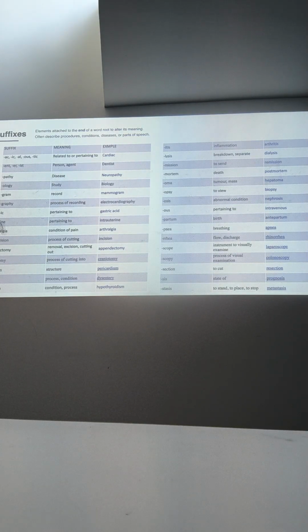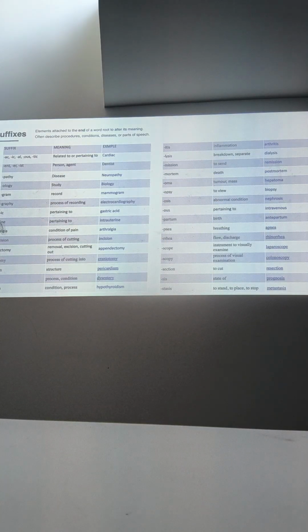Then -itis, remember this one, inflammation, you'll see it quite a lot. So arthritis, hepatitis, that kind of thing. Then -lysis is the breakdown or separation. So dialysis. Dialysis is a process where someone is hooked up to a machine and their blood is run through to remove any waste products because their kidneys have failed, and that is usually used to remove any of the waste products from the blood. So they have to get on dialysis to separate the waste material out.